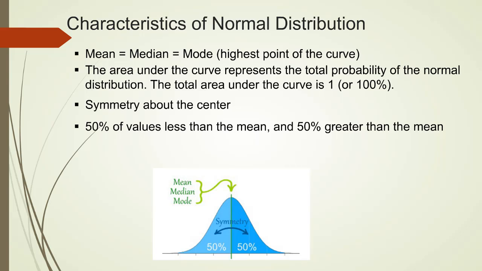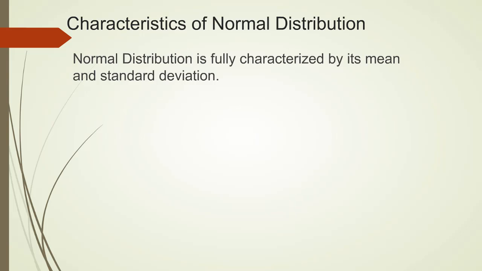Lastly, using the symmetry of the bell curve about the center and the total area under the curve being 100%, we know that 50% of the values are less than the mean and 50% greater than the mean. Another important property of the normal distribution is that any normal distribution can be fully characterized by its mean and its standard deviation. To describe the shape of the bell curve for a normal distribution, all we need is to specify its mean and its standard deviation.